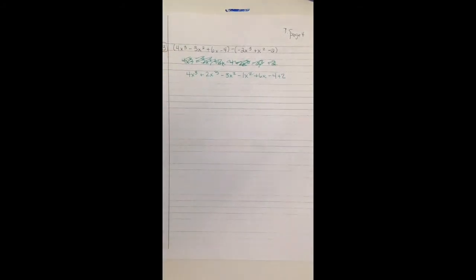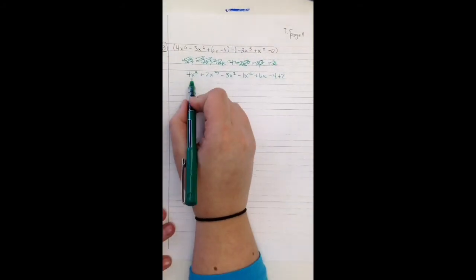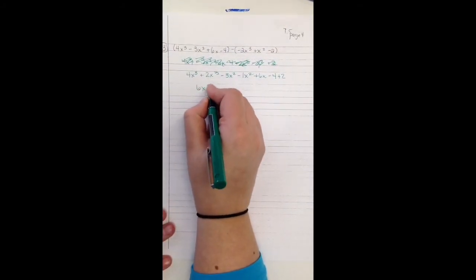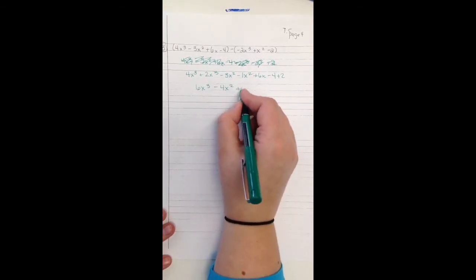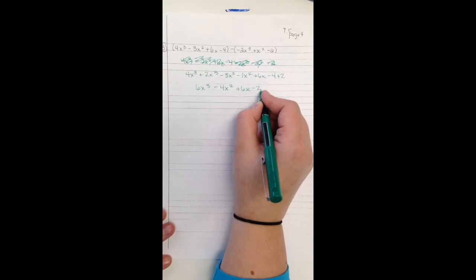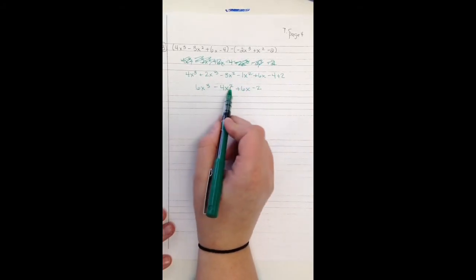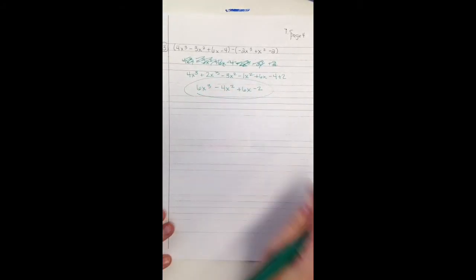Okay, so I've dealt with all of those terms. Combine the like terms, so I have 6x cubed minus 4x squared plus 6x minus 2. It is ordered from greatest to least, so that one is finished. Turn to the last page.